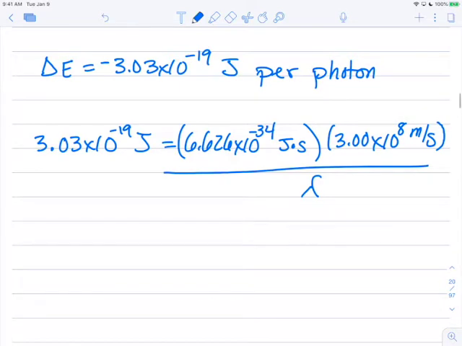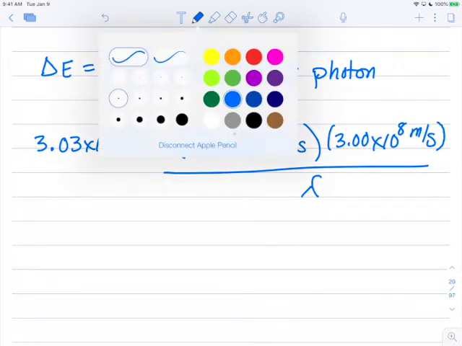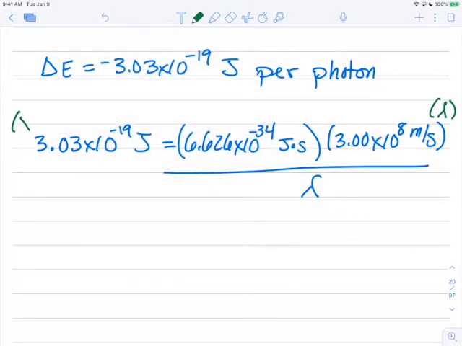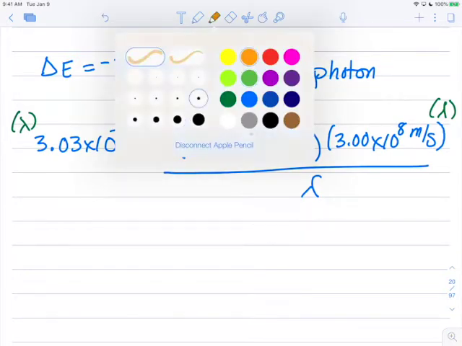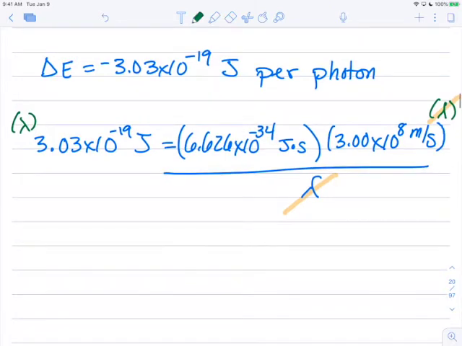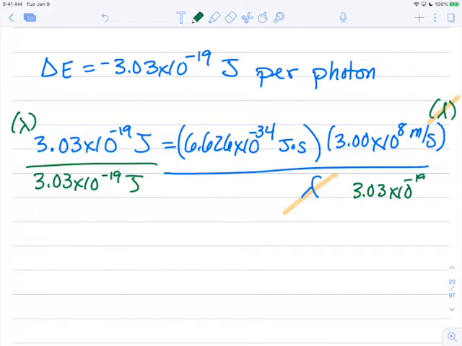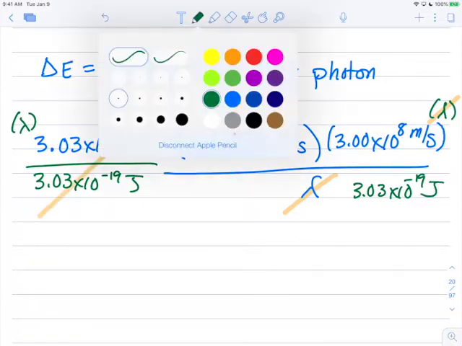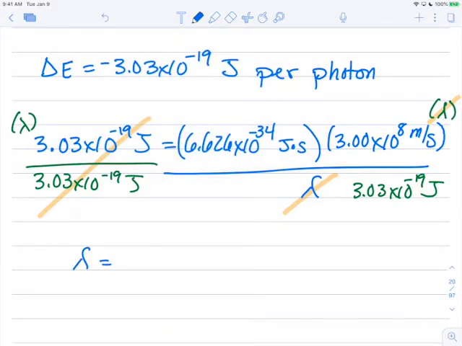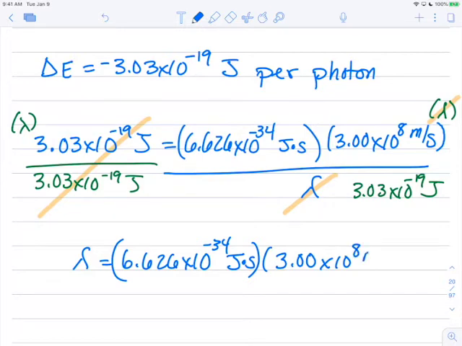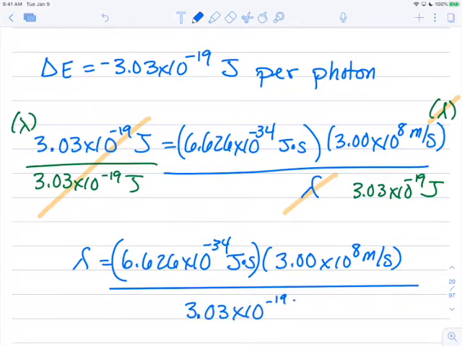All right, so let's go ahead and solve this. I'm going to multiply the wavelength on both sides. It will cancel out. And if I were to divide both sides by the 3.03 times 10 to the negative 19 joules, on the left side those will cancel out. So we're going to be left with our wavelength equals 6.626 times 10 to the negative 34 joules times seconds, like so, times our speed of light. And down in the bottom, 3.03 times 10 to the negative 19 joules, like so.